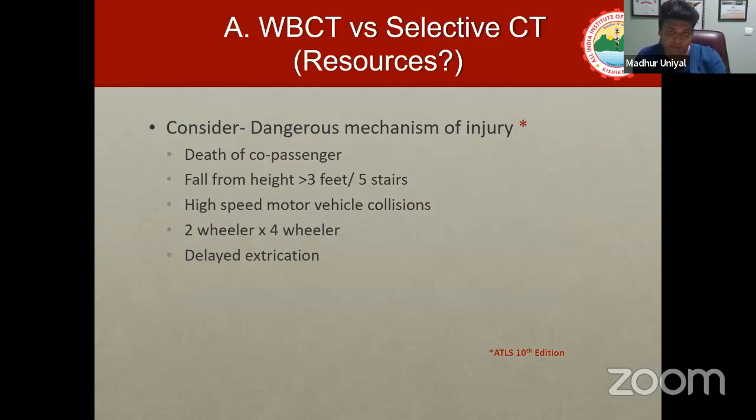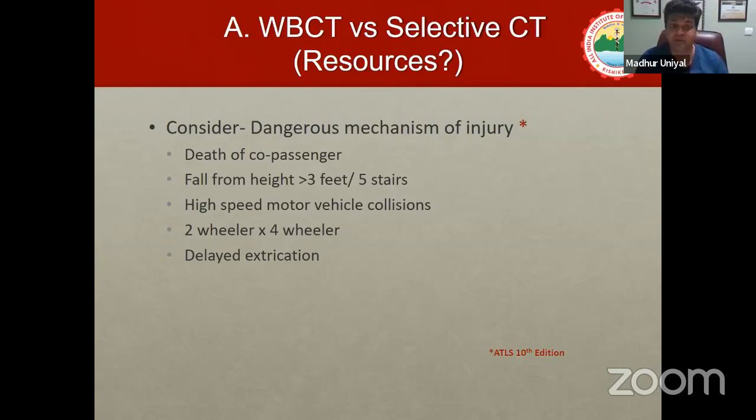Now coming back to the first question of resources, we can't do much, but if we have to be selective, let us consider the dangerous mechanism of injury. And this has actually a lot of value. If there is a dangerous mechanism of injury, even if the patient comes to you walking and talking near the ED, but his co-passenger has died. He tells you that, okay, I met an accident with my car, my fellow passenger died, but I'm here fine. You know, the studies have suggested that he has some significant injury or the CT was relevant in these cases. If the fall from height is more than 3 feet or 5 stairs, CT should be done.